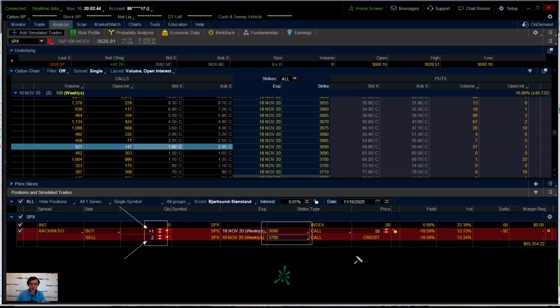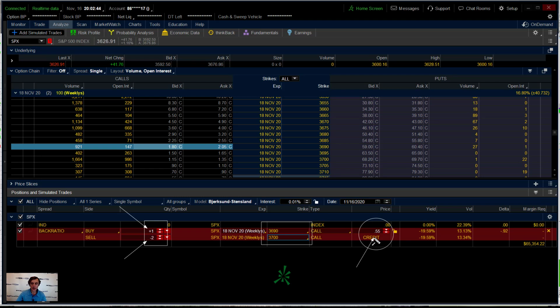And notice that because of the structure, this actually trades for a credit. So you would actually be putting this on sell to open, because that's how you open a ratio spread. A lot of people get confused by that. You're always selling to open a ratio spread and then buying it to close it. You'd be selling to open it for a 55-cent credit.